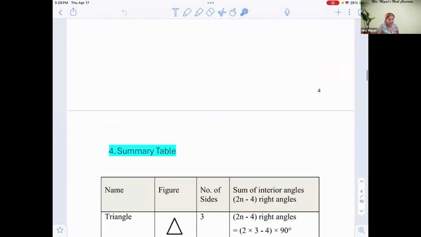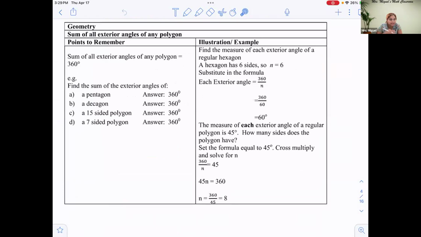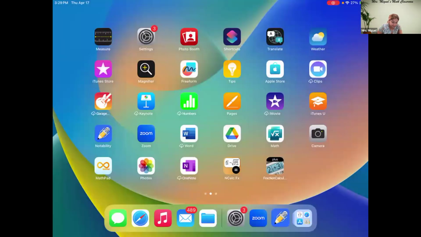Sometimes we are expected to find the number of sides. And this question was taken from one of the CXC booklets. The question says, the measure of the exterior angle of a regular polygon is 45 degrees. How many sides does this polygon have? So to find the number of sides, we divide 360 by 45 to get 8. Now this is taken from the CXC booklet, and let's take a look at this question.